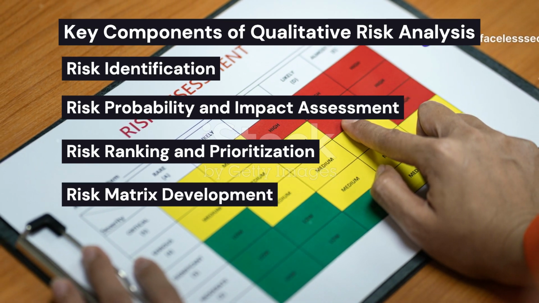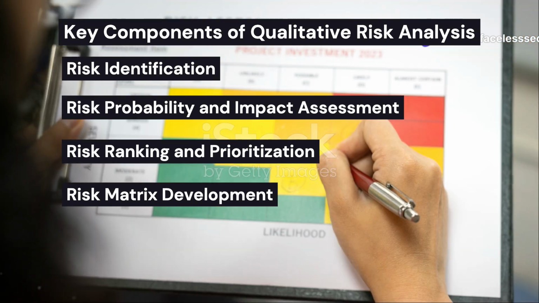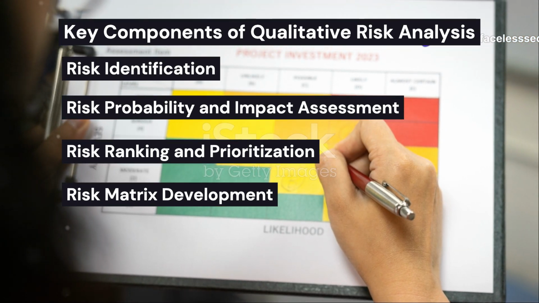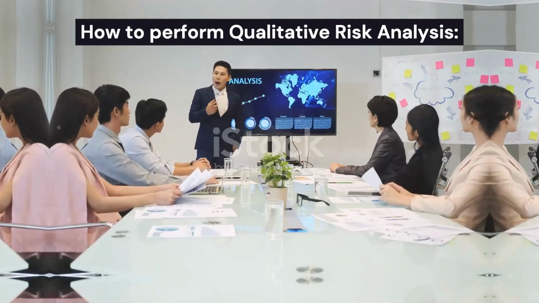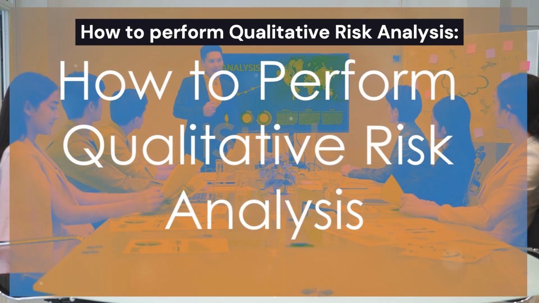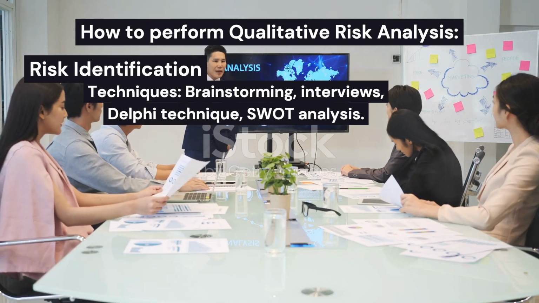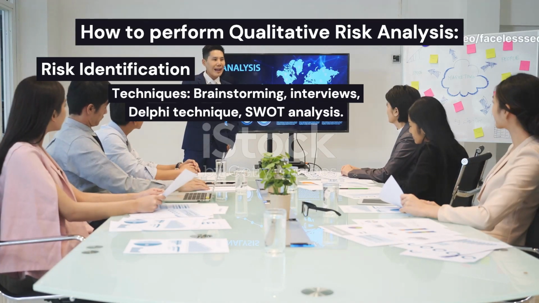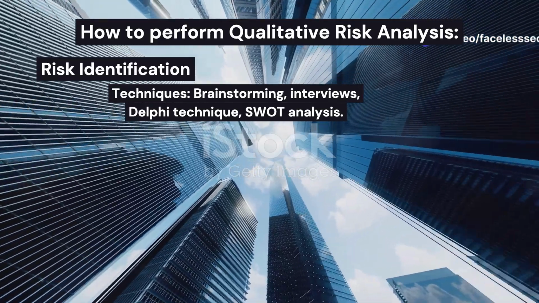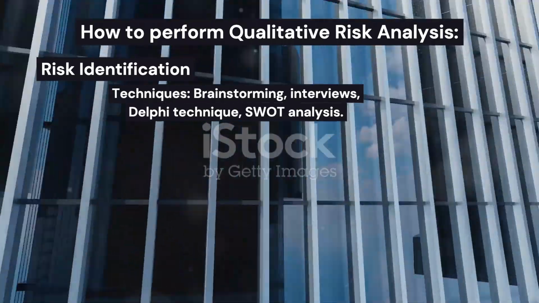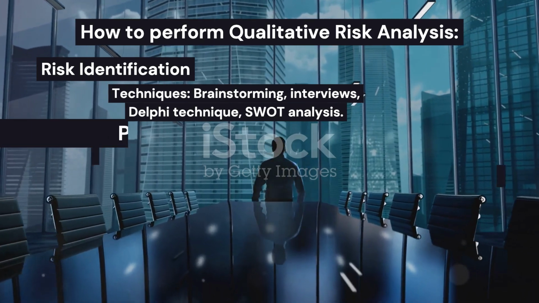Risk matrix development. Develop a risk matrix to visually plot risks according to their probability and impact, facilitating easier prioritization and decision-making. How to perform qualitative risk analysis. Use various techniques to gather information about potential risks, involving key stakeholders and subject matter experts.